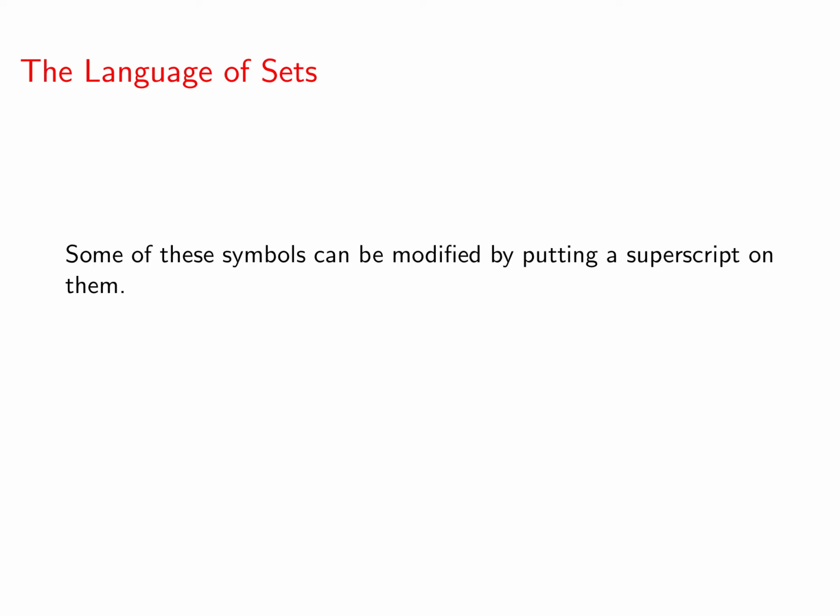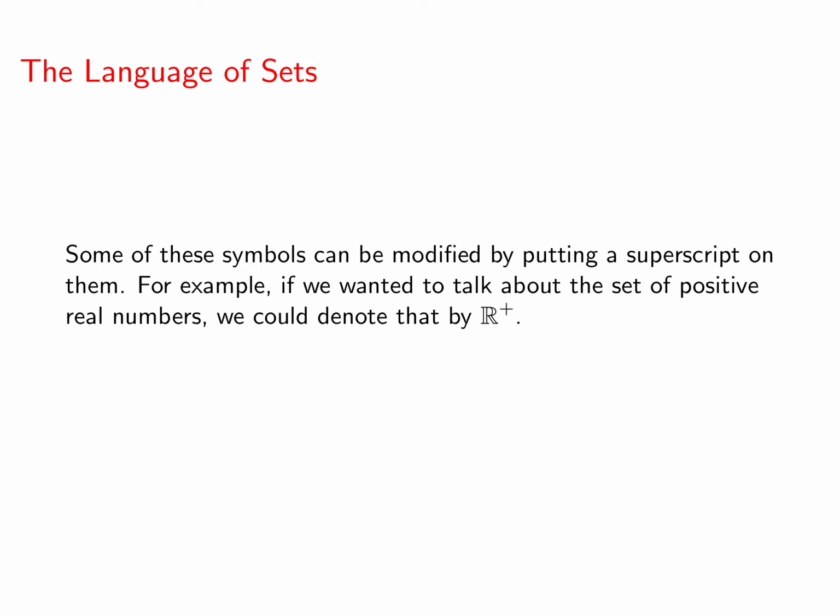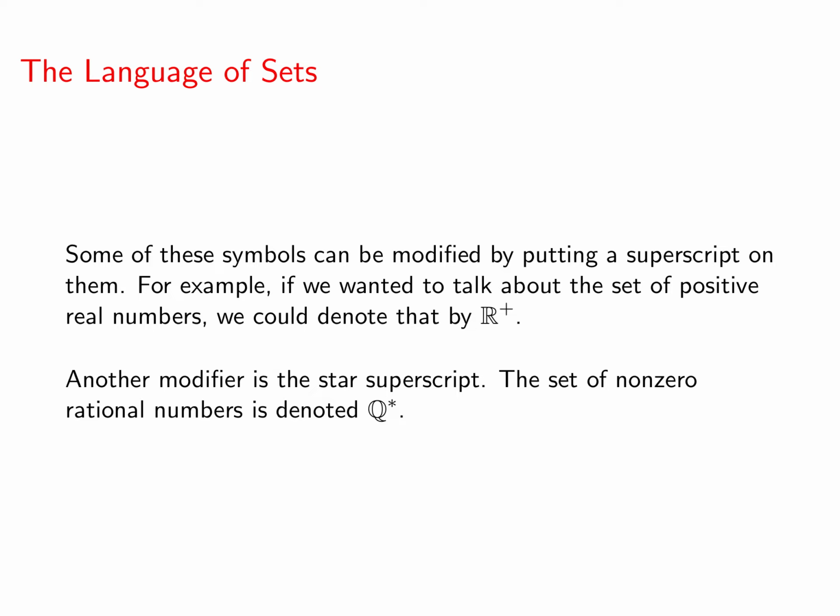Now you can modify some of these symbols by putting superscripts on them. If you wanted to talk about the set of positive real numbers, you would denote that with an R and then a superscript plus. Superscript is like an exponent. Another modifier you can use is the star superscript. So if you want to talk about the set of non-zero rational numbers, you would denote that set with Q and then a superscript star. And these modifiers, this plus and the star, those are also fairly standard symbols in mathematics. Okay, that's all for now.